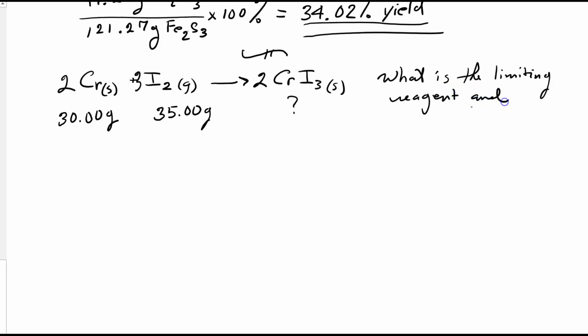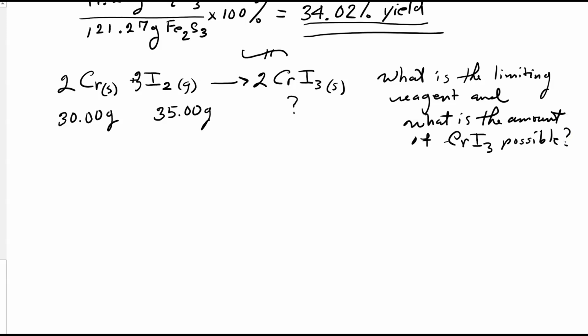So the question might be, what is the limiting reagent? And what is the amount of CrI3 possible? That would be 100% yield. Okay, so we don't know whether this is the limiting reagent or this is the limiting reagent.